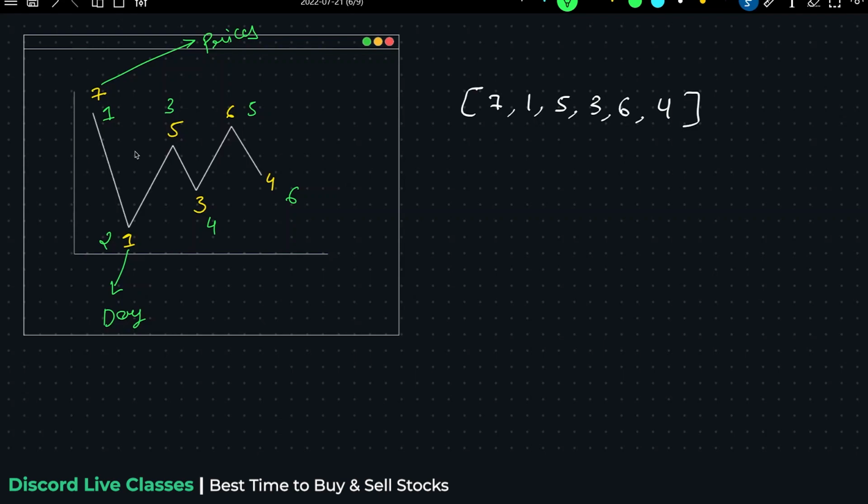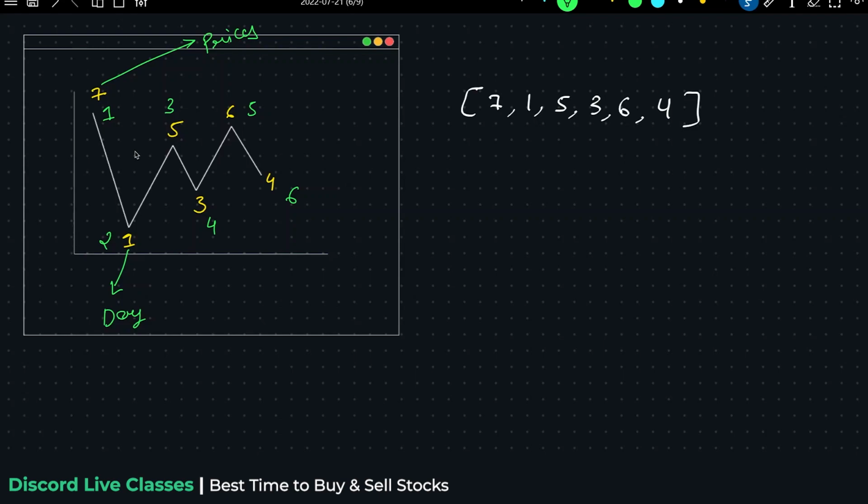With this graph, I'm not asking for any kind of code or approach. Tell me one thing: which day should I buy the stock? It is very simple. Second day. Why second day? Because the price is 1. This is low. Correct. That is very simple.